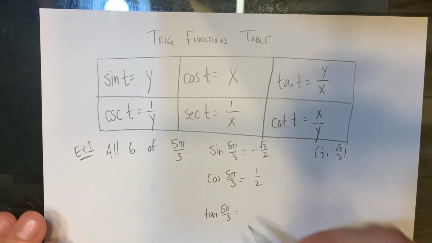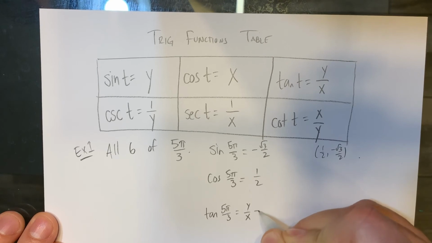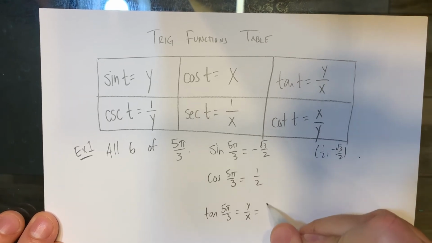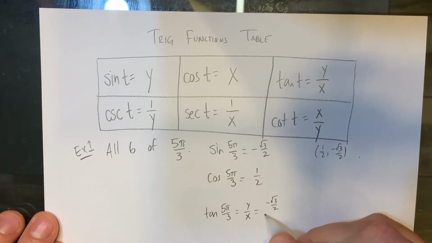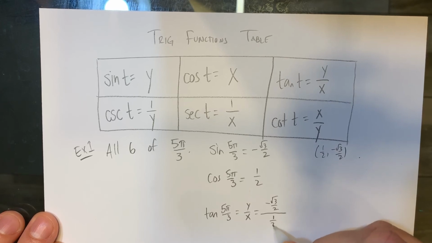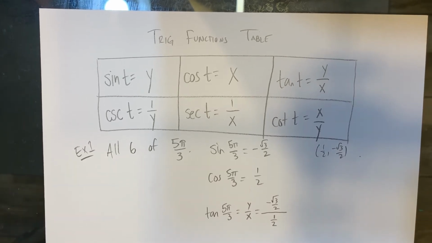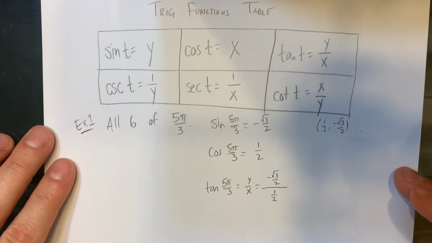Let me write this down here real quick. Y over x, right? So my y value is negative root 3 over 2 all over x, which is 1/2. I'll give you half credit for this because it is not simplified. You will find fractions over fractions very often.